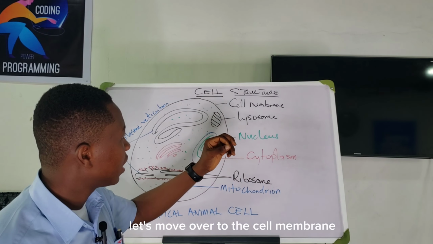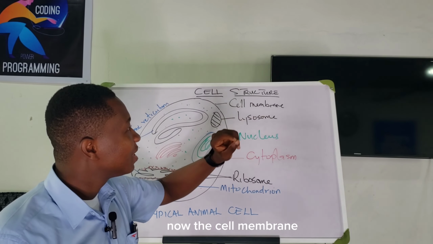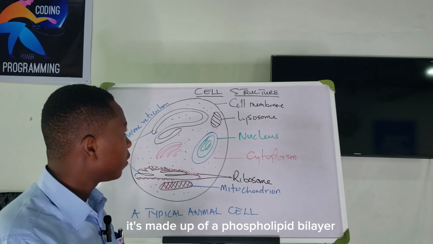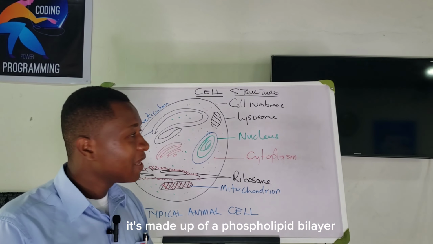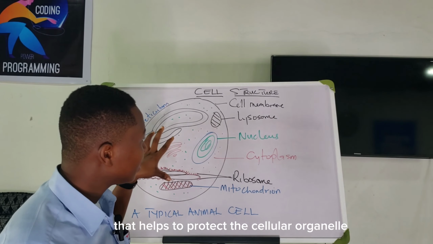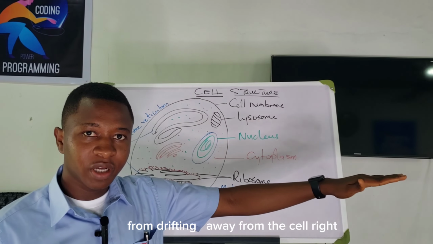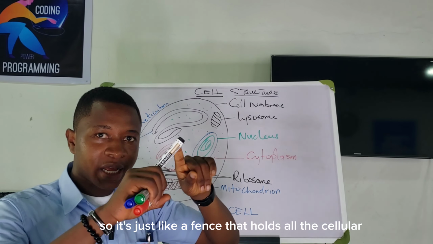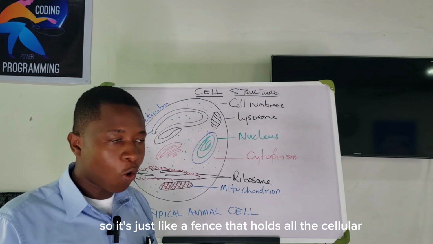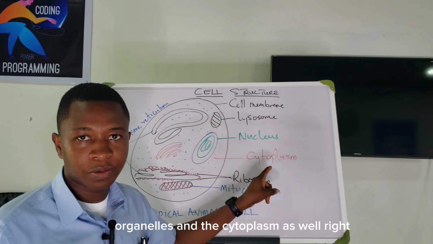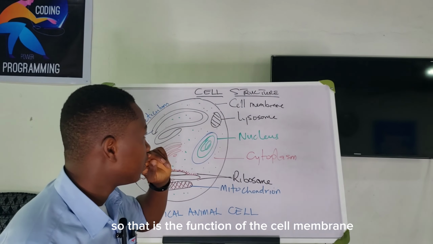Let's move over to the cell membrane. Now, the cell membrane actually is like a protective structure. It is made up of a phospholipid bilayer that helps to protect the cellular organelles from drifting away from the cell. So it's just like a fence that holds all the cellular organelles and the cytoplasm as well. So that is the function of the cell membrane.